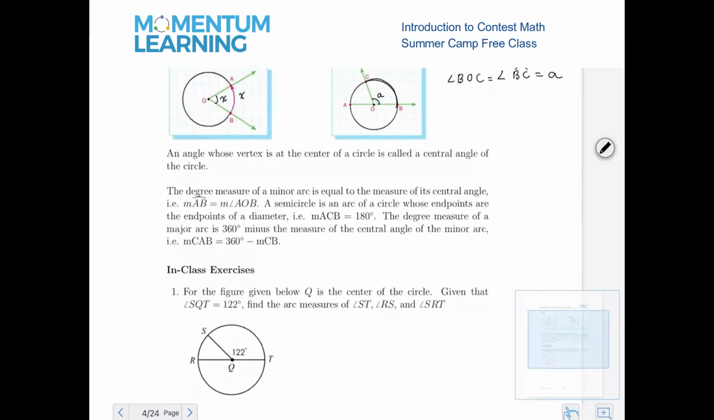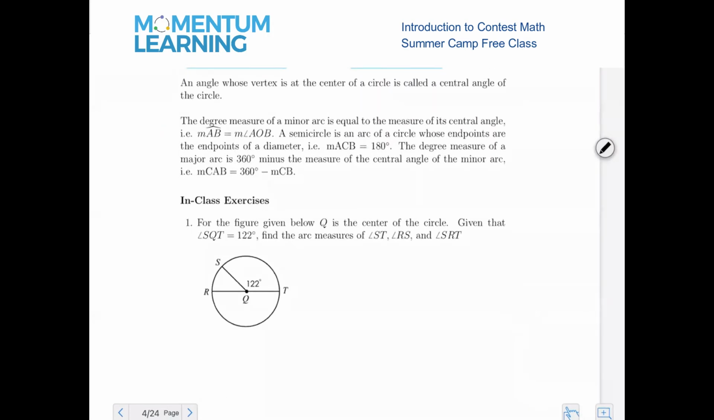Now, in the example here, during the in-class exercises, we go over the questions together. I give them some time and then they share answers. But it is more important to see how they approach that answer. Obviously, this is only a one-line answer question. So the question is: find the arc or length of ST, RS, and SRT.